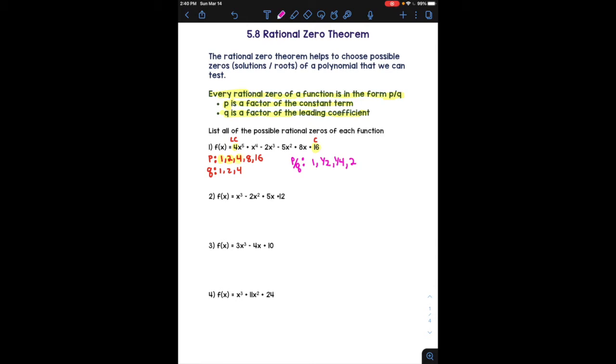Let's move on to the p-value of 4 and divide it by all the q's. 4 divided by 1 is 4. 4 divided by 2 is 2, already on our list. 4 divided by 4 is 1, already on our list. The next p-value is 8. 8 divided by 1 is 8. 8 divided by 2 is 4, already on our list. 8 divided by 4 is 2, already on our list. The last p-value is 16. 16 divided by 1 is 16. 16 divided by 2 is 8, which is already on our list. And 16 divided by 4 is 4, which is already on our list.